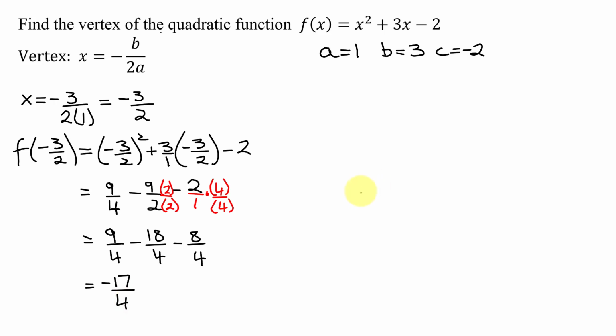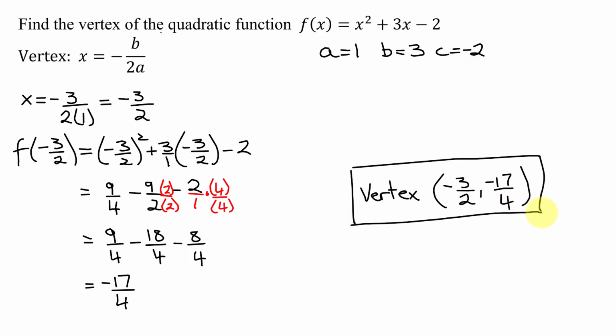So now I've found my vertex. The x-coordinate was negative 3/2, and the y-coordinate is negative 17/4. And if you needed to graph this, it's easier to turn the fractions into decimals. So negative 3/2 becomes negative 1.5, comma, negative 17 over 4 becomes negative 4.25.